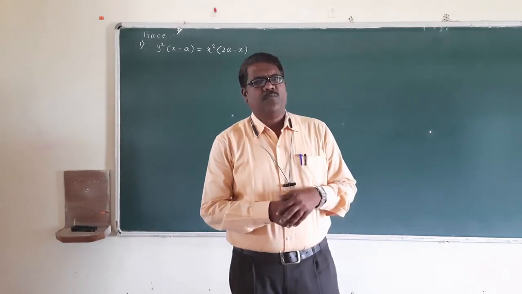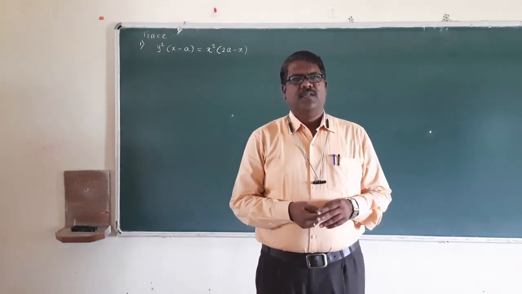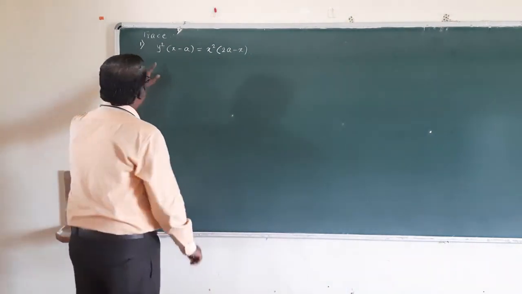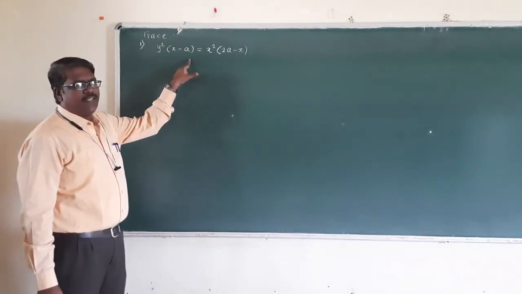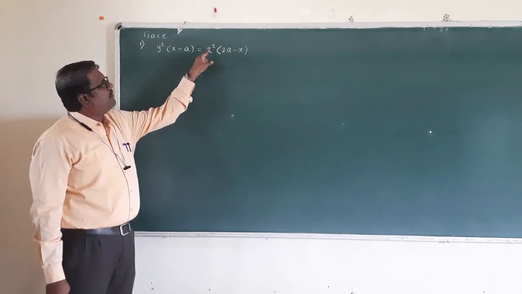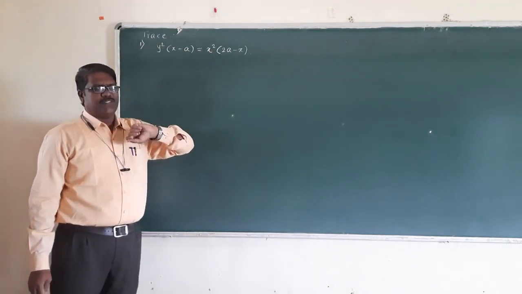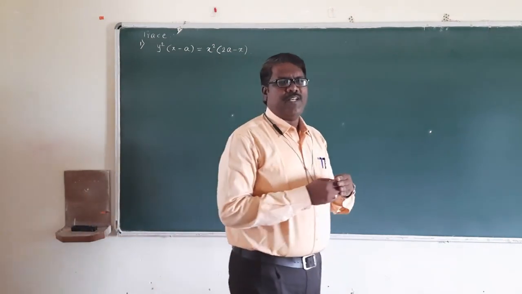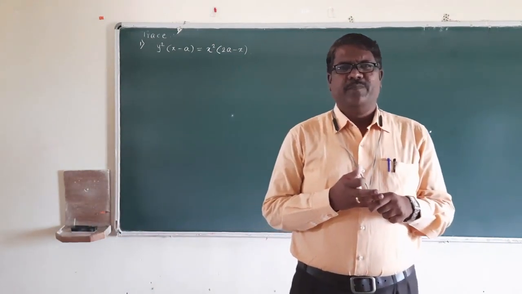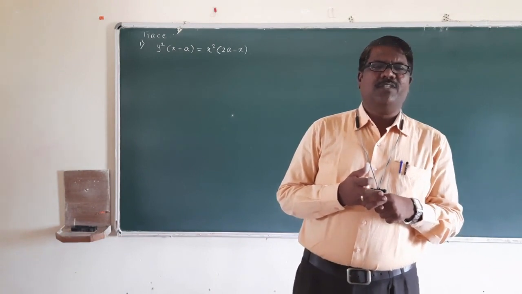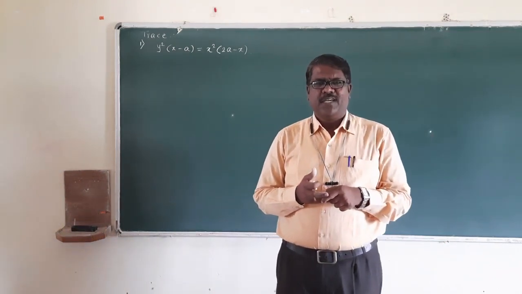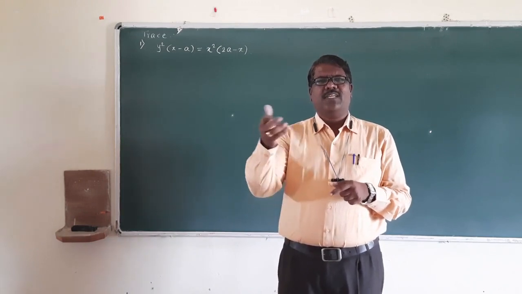After studying the procedure to trace Cartesian curve, let us see some examples. The first example is trace y square into x minus a is equal to x square into 2a minus x. Now there are 5 points. First point is symmetry, second origin, third points other than origin, fourth asymptotes, fifth region of absence, and last one is shape of the curve.